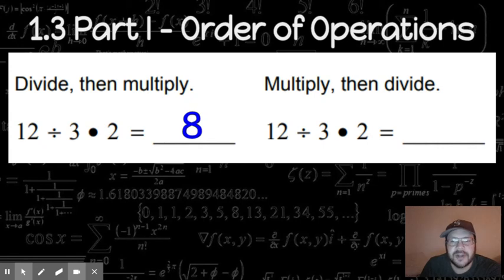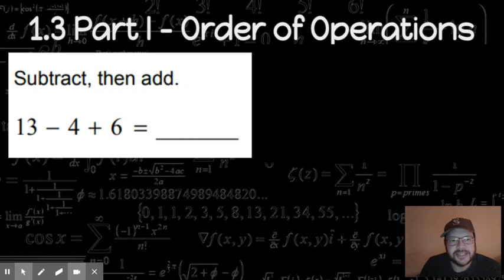Same exact problem, 12 divided by 3 times 2. This time, however, multiply first, and then divide. So you're going to do 3 times 2 first, and then 12 divided by that answer. So 3 times 2 is 6. 12 divided by 6 is 2. This is an issue. Uh-oh, same problem, two different answers. No bueno. All right, one more of these.